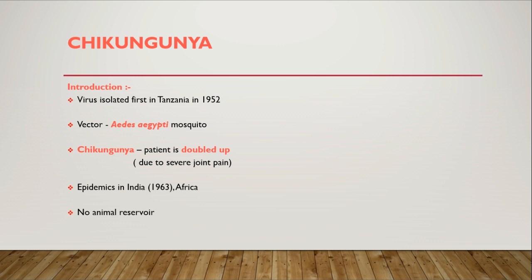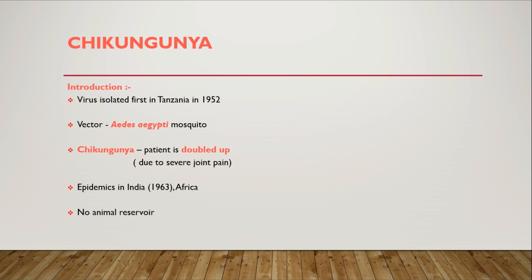That means it was there earlier. Somehow we managed to stop it by vector control, not by effective vaccination, but by vector control we tried to stop its further spread. But now it is coming back as a re-emerging viral infection. So every year there is a season where chikungunya comes up with serious complications. Now, the word chikungunya came from a native word from Tanzania, describing the patient who lies doubled up due to severe joint pain.